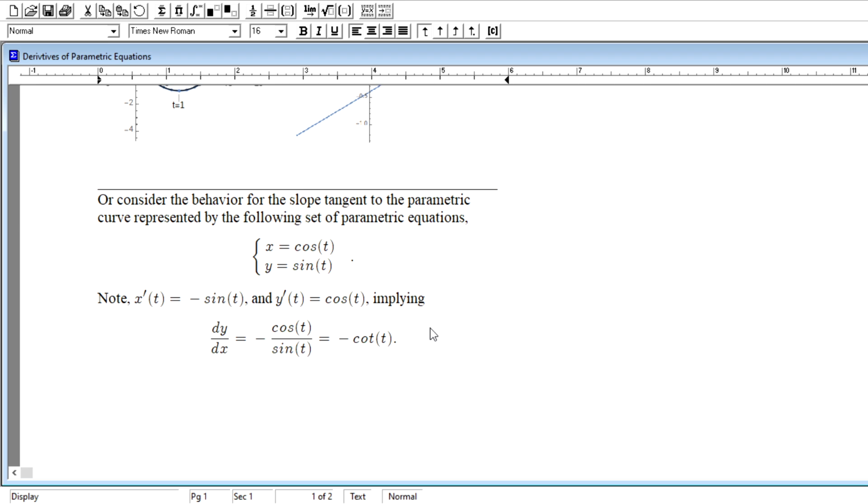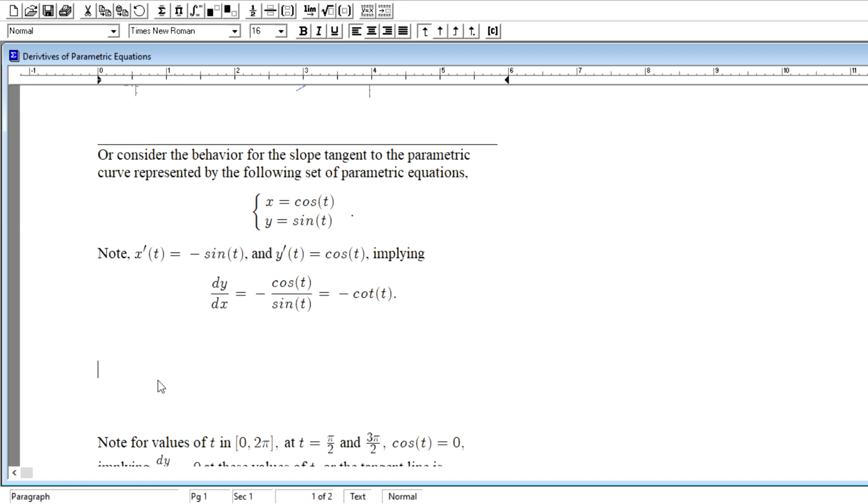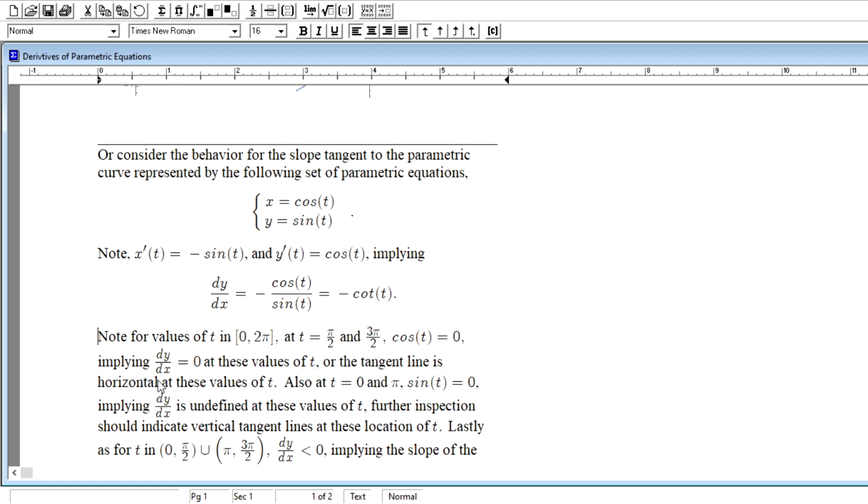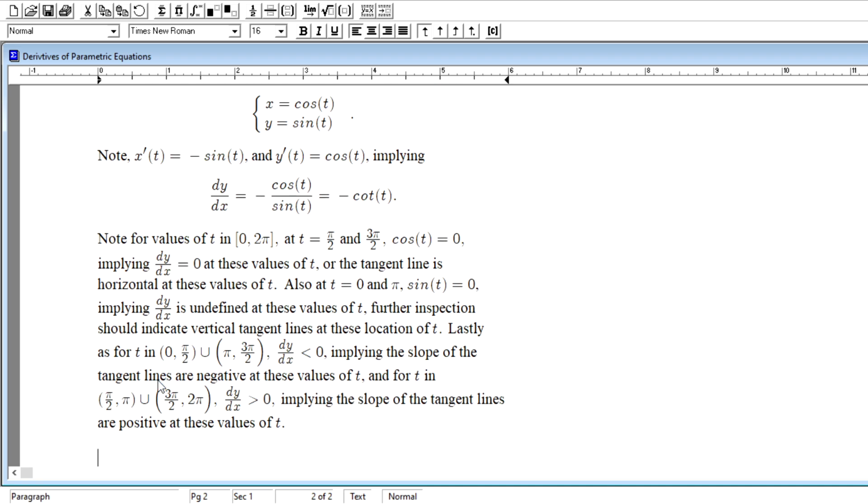dy dx would equal negative cosine t over sine t, which equals the negative cotangent of t. This function here in terms of t will describe the slopes of the lines tangent to the curve parameterized here. Right? And as we said, that is the unit circle there, folks. We could break down that analysis, as I do here in a paragraph.